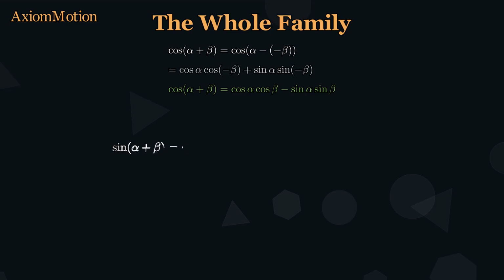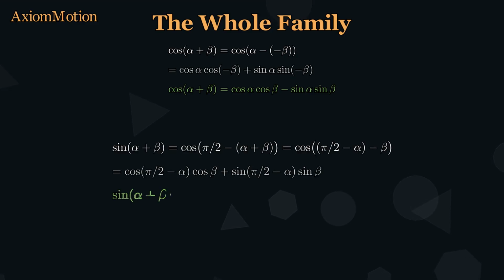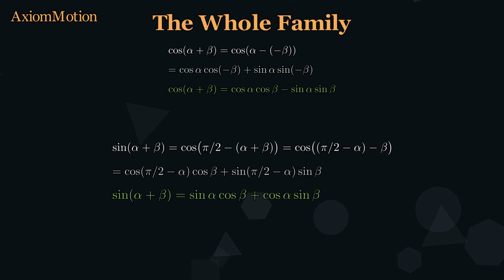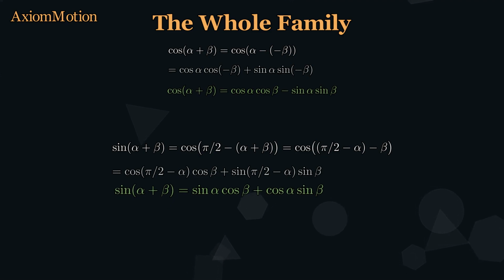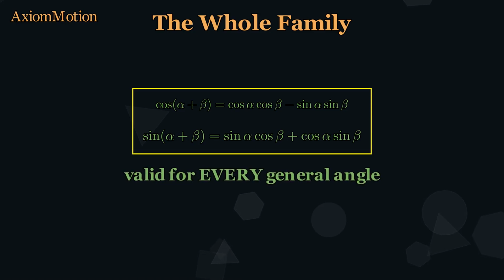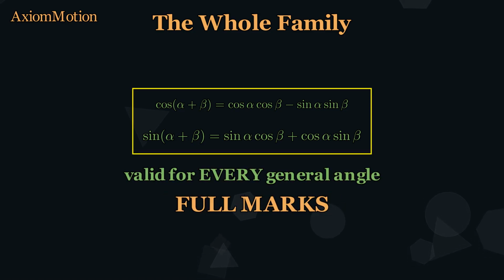And for sine, write sine of alpha plus beta as cosine of pi over 2 minus alpha minus beta. Then expand with the identity we already proved. The cofunction pair turns it into sine alpha cosine beta plus cosine alpha sine beta. Both formulas. For every angle, positive, negative, beyond a full turn, because every step ran through the general angle definition. That is a complete answer.